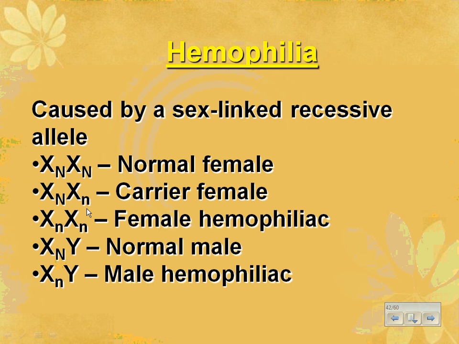So with the female, the only way to have hemophilia is for both of their X's to have the recessive trait. So there's a 1 in 3 chance that a female could have it. With the males, because they only have 1 X chromosome, they either have it or they don't. Chances are that most people in this classroom do not have hemophilia.